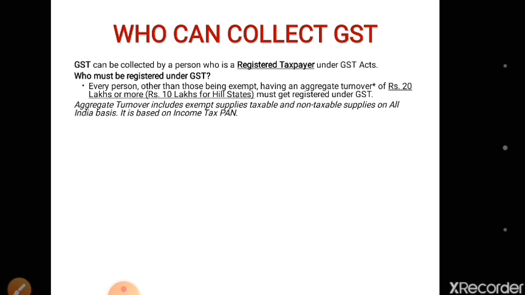Who can collect GST? GST can be collected by a person who is a registered taxpayer under GST Acts. Who must be registered under GST? Every person other than those being exempted having an aggregate turnover of rupees 20 lakhs. It means whosoever has a turnover of rupees 20 lakh or more, in hilly region 10 lakh rupees or more, must get registered under GST. Aggregate turnover includes exempt supplies, taxable and non-taxable supplies on all India basis. It is based on income tax PAN.